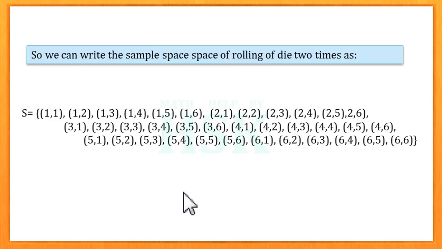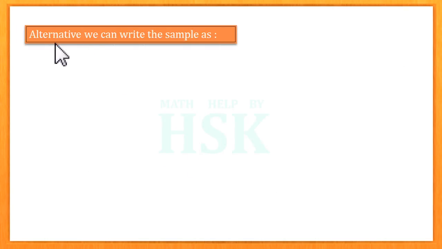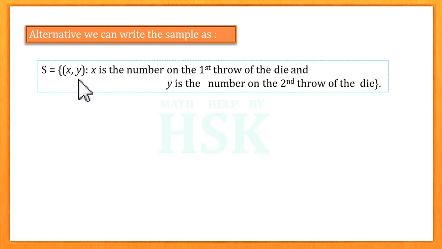It has 36 elements, so we can say that the sample space of the experiment of throwing a die 2 times has 36 possible outcomes. Now we can write the sample space of throwing a die 2 times using set builder form. Here we say that set S is equal to the ordered pair (x, y), such that x is the number obtained on the first throw of the die and y is the number obtained on the second throw of the die.